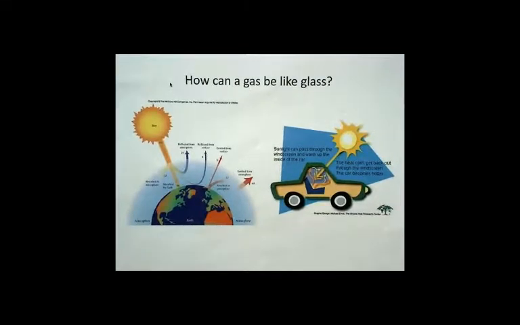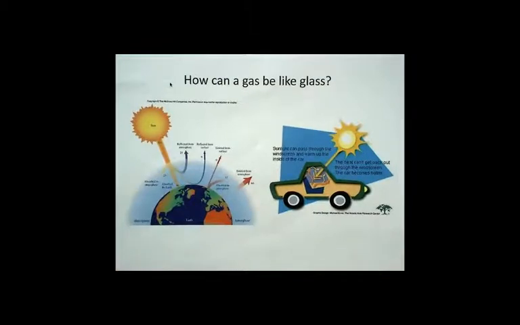it might be useful to take pause here for a minute and talk about how can a gas be like a glass. Okay, so everybody may not have been inside a greenhouse and experienced how it can be colder outside and warmer inside. But everybody has probably experienced getting inside a hot car. So let's take a minute and understand, how does the inside of your car get hotter than the outside?